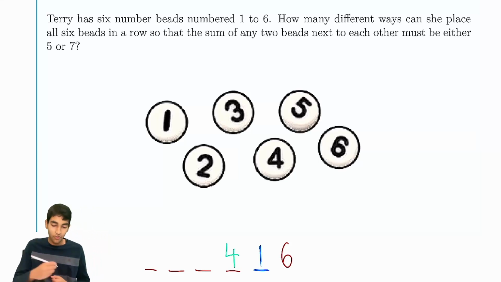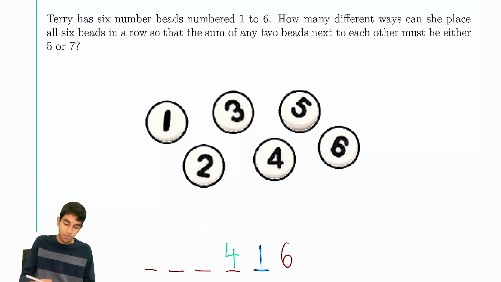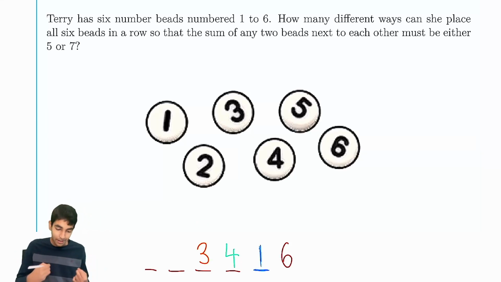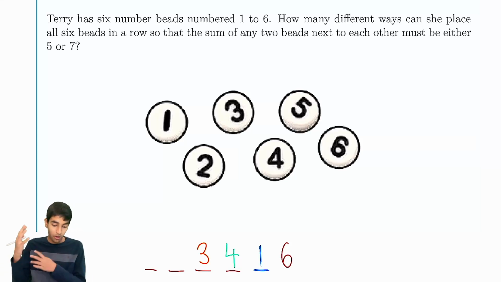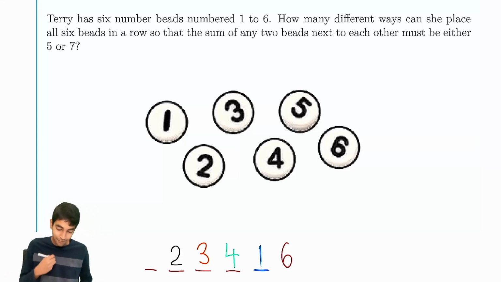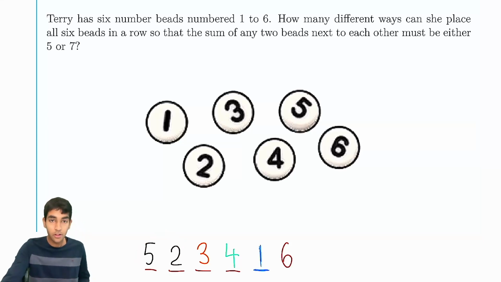And now we keep going here. 4. What can be next to 4? Well, this number has to be 3 or 1. But 1 is already used. So it has to be 3. Okay, 3. It has to be next to 2 or 4, because 5 minus 3 is 2, and 7 minus 3 is 4. But we already used 4. So then this has to be a 2. And finally, this is forced to be a 5, which does indeed work, because 5 plus 2 is equal to 7. So we just have one way that works over here.